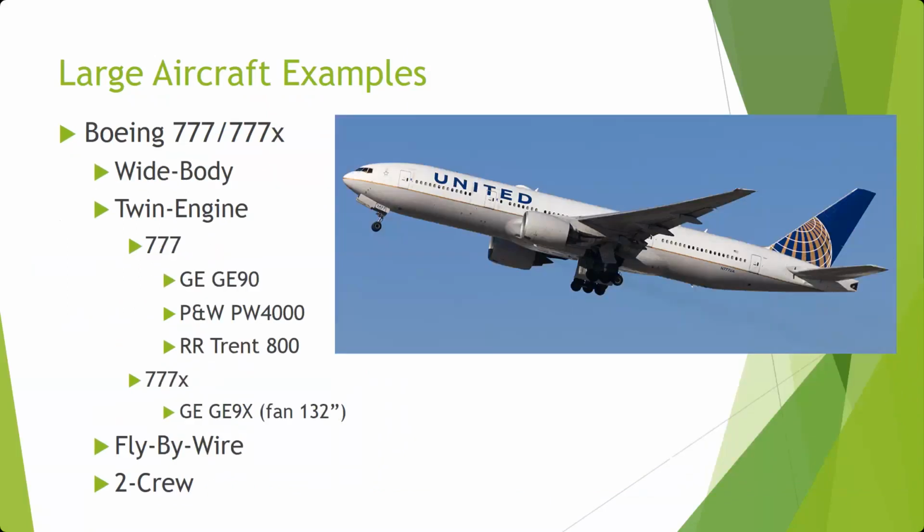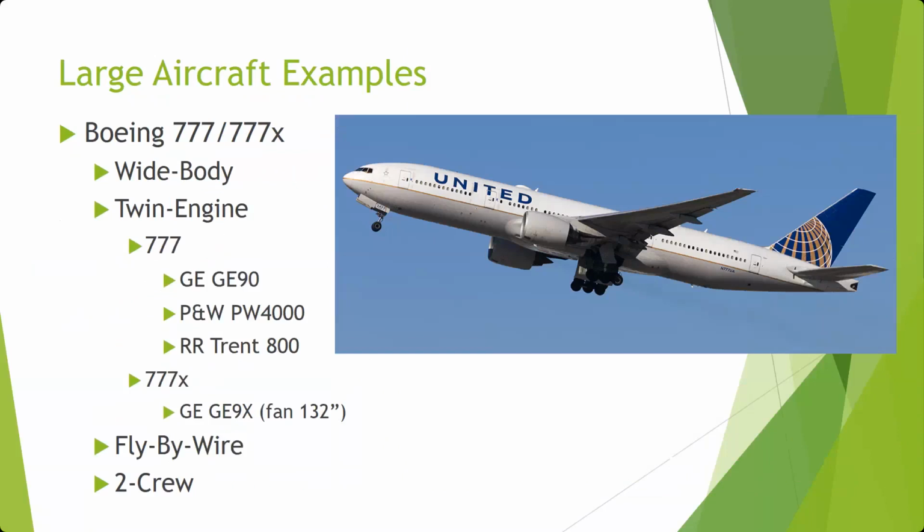The Boeing 777X is Boeing's largest twin engine aircraft. Still quite common being flown. Wide body, 2 aisles, twin engine. On the 777, you had 3 different engine options: GE, Pratt & Whitney, or Rolls-Royce. The 777X uses the GE9X. This was the first Boeing aircraft to heavily incorporate fly-by-wire technology.